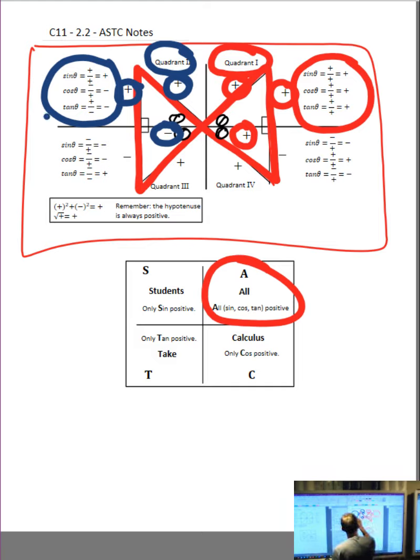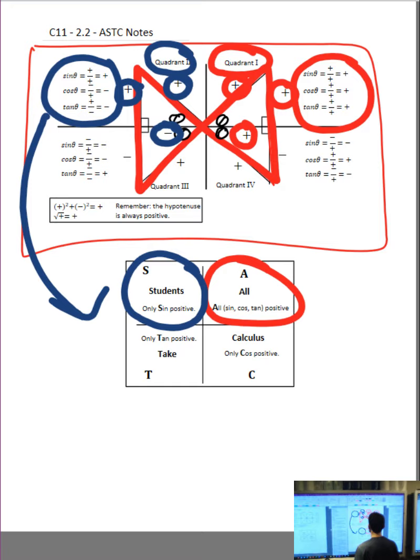And what we do is we remember, down below, the second part of the mnemonic device, S. Only sine is positive. Students, S. All students, AS. Okay, in yellow, quadrant 3, the opposite is negative, the adjacent is negative, the hypotenuse is positive.